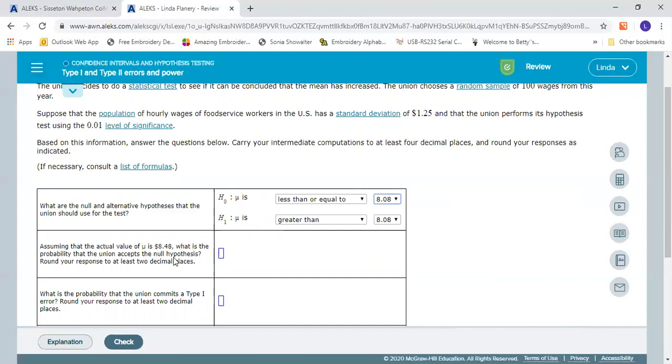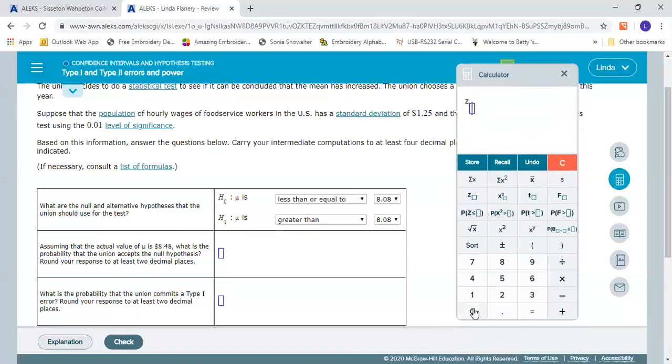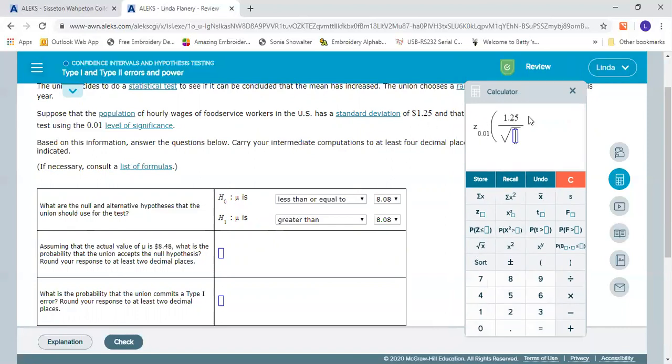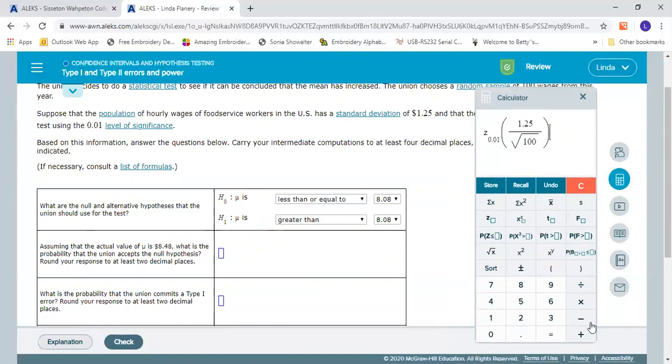First of all, we have to calculate our critical value. We are doing a greater than, so we are going to use the plain Z sub, since we're doing a right-tailed test, 0.01. We're going to multiply that by the standard deviation of $1.25 divided by the square root of the number of people in the sample, which was 100 people. Close my parenthesis. I'm going to add the mean sub 1, which was $8.48. I'm going to get my value.